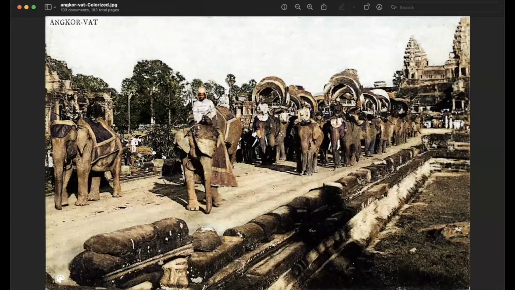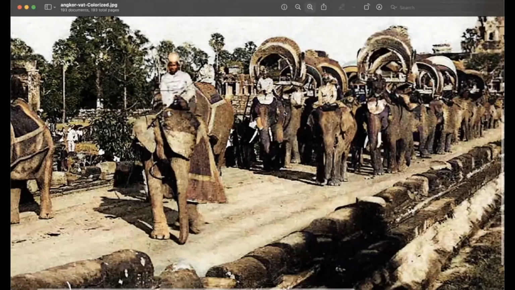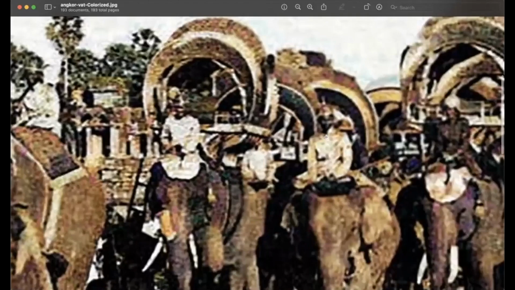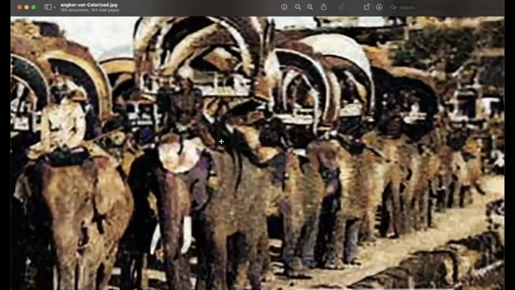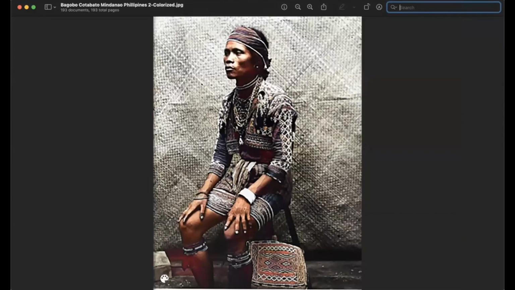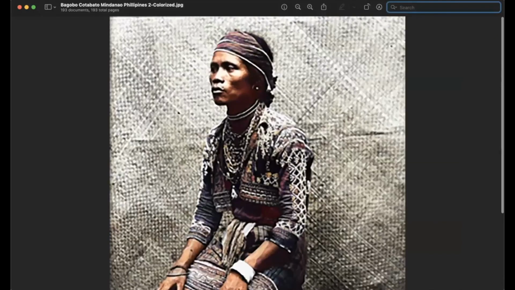Right here I found the old picture in front of Angkor Wat, the temple, right? And I saw the people riding on the elephants, and they were very, very swarthy, as you guys can see. All right, look at that. The ancient people of Angkor Wat still repping, riding the elephants. Some ancient Nagas still there. Right here we have a Bagobo, Cotabato, Mindanao, Philippine man. All right, they call him a Moro from the Philippines, a Moor from the Philippines. That's what they call him.